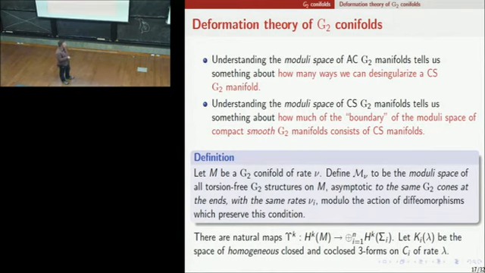So these maps, upsilon_k, are important. And also the other important thing is the space of homogeneous closed and co-closed 3-forms on each cone, on the cone C_i of rate lambda. I'm not going to define what it means to be homogeneous of rate lambda. You could probably guess, but I'm not going to need to show you the details here. So this is just some space of forms that are defined by some differential equation on the cone.